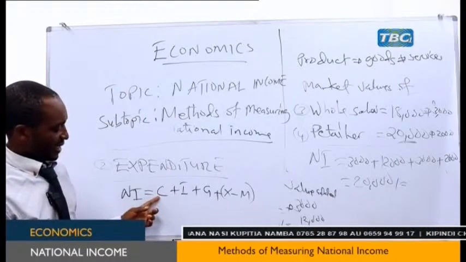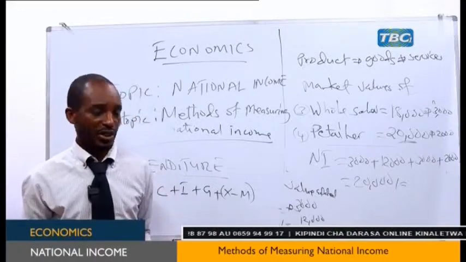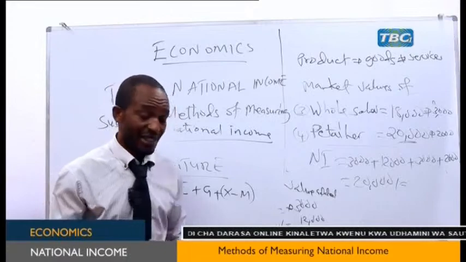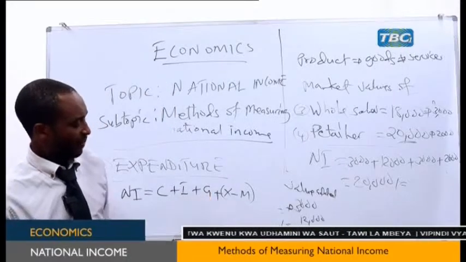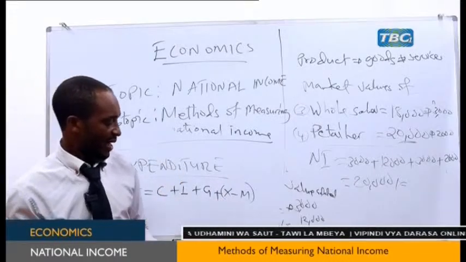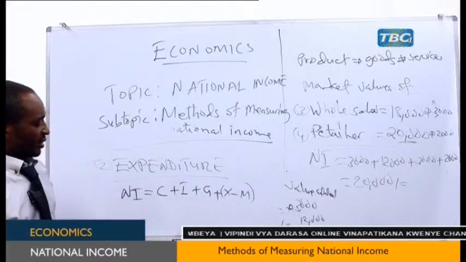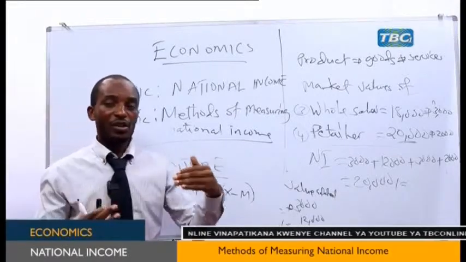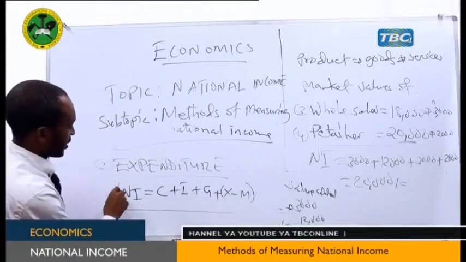So the national income using the expenditure method will be like this. C stands for private or household consumption, I stands for private investment, G for government spending, X for exports, and M for imports. Now you take the expenditure on final goods and services. So our formula is this one.